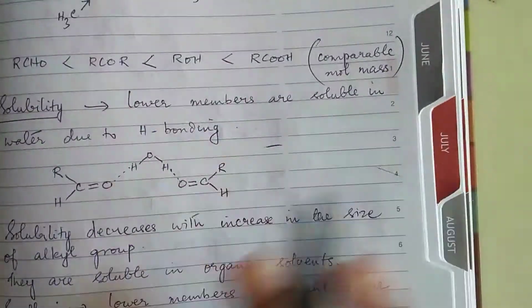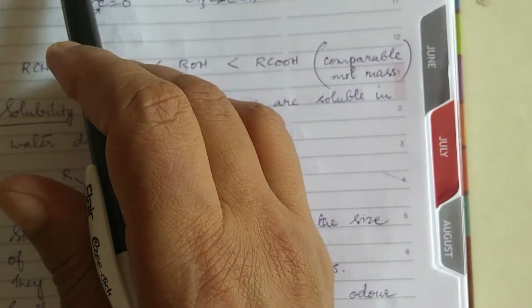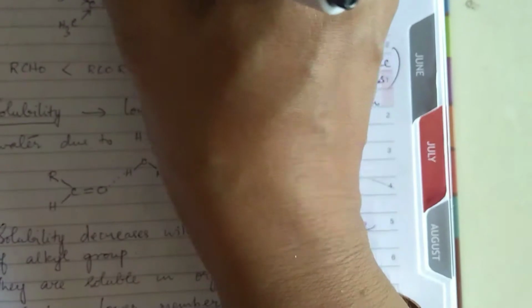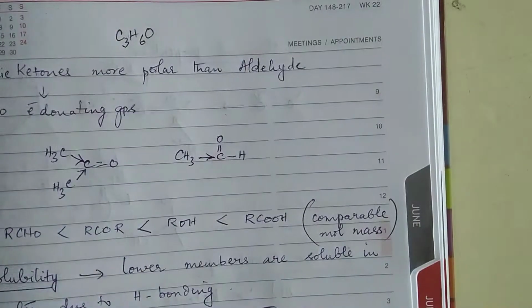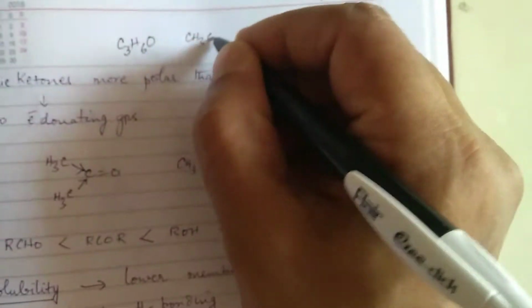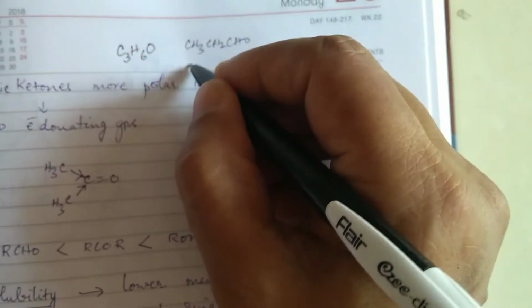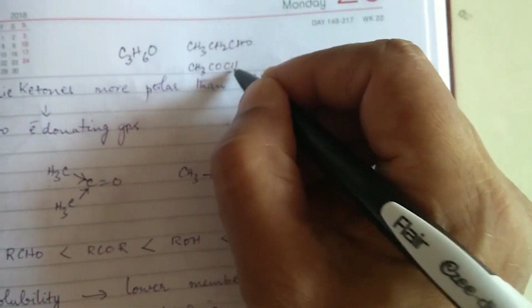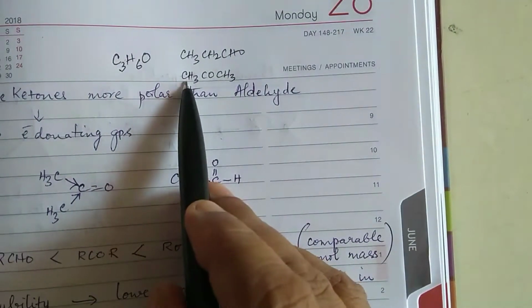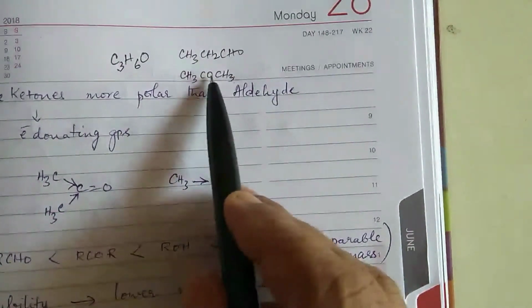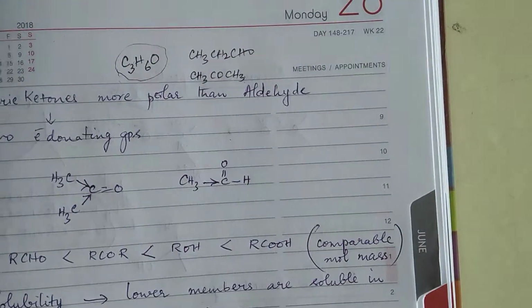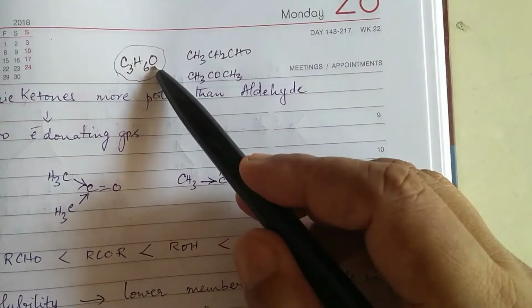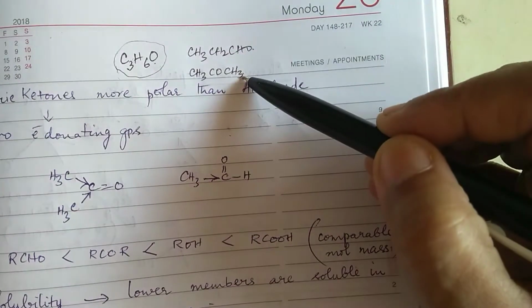Now when you consider, say for example, if I give you C3H6O, what is the C3H6O? It can be written as CH3CH2CHO. It could also be written as CH3COCH3. So carbon is 3 in number and hydrogen is 6 in number and there is one oxygen. So in simple terms, you can show it as a molecular formula C3H6O. So the C3H6O is existing in two isomeric forms. One is propanal and propanone.